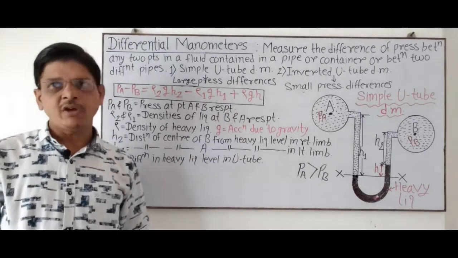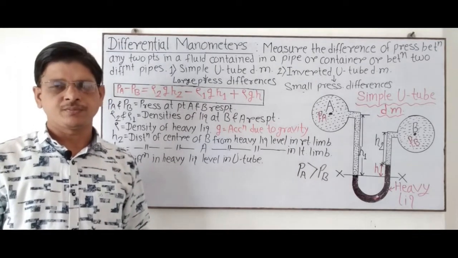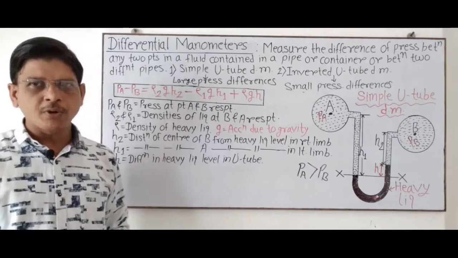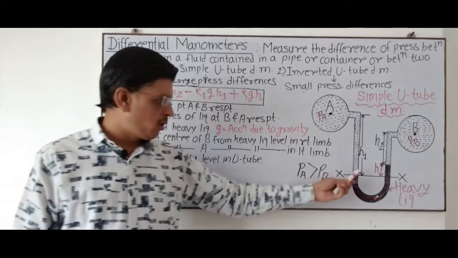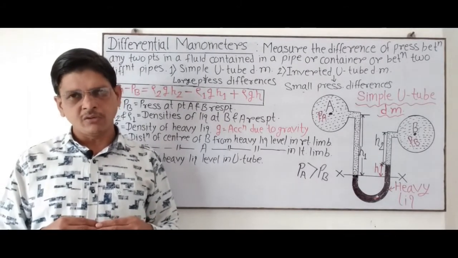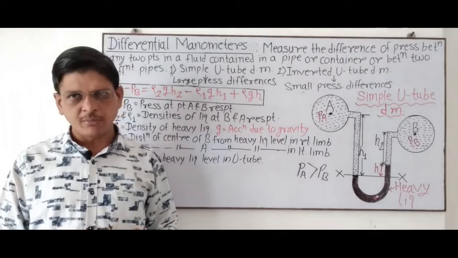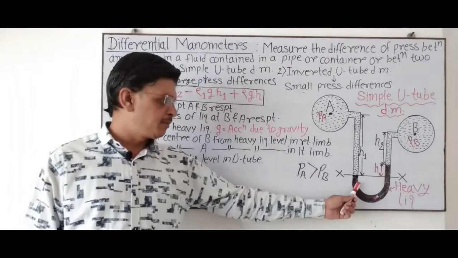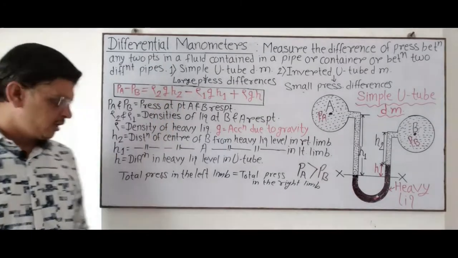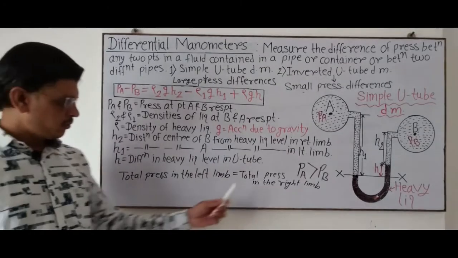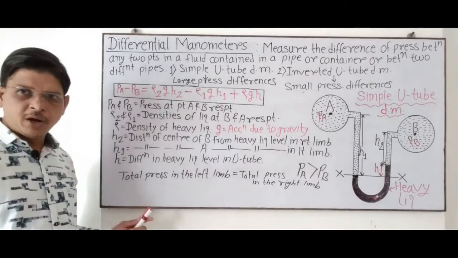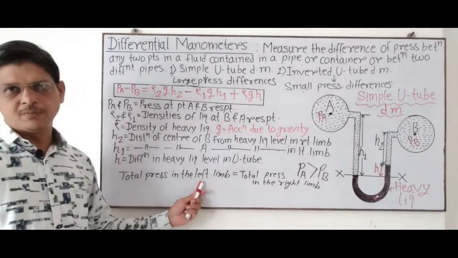Now let's derive an equation to find the pressure difference. Whenever we connect manometer to the pipes, according to pressure variation, a constant level of heavy liquid reaches in the manometer. Whenever this constant level reaches, pressure reaches the equilibrium condition on both sides, that is the left limb and right limb. So we can apply the equilibrium condition here so that total pressure in the left limb is equal to total pressure in the right limb. So first we try to write total pressure in the left limb.